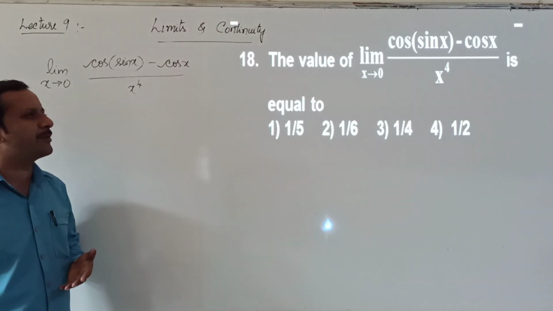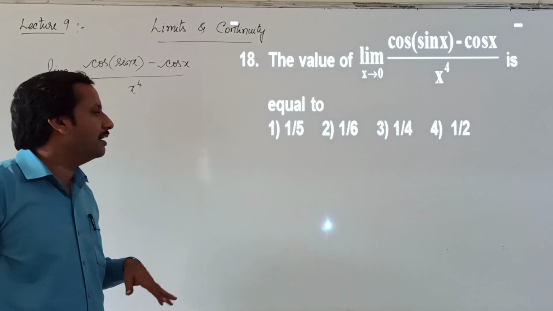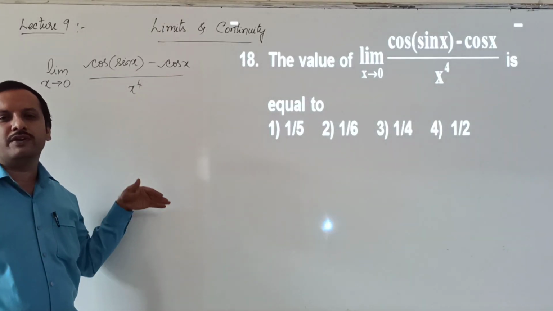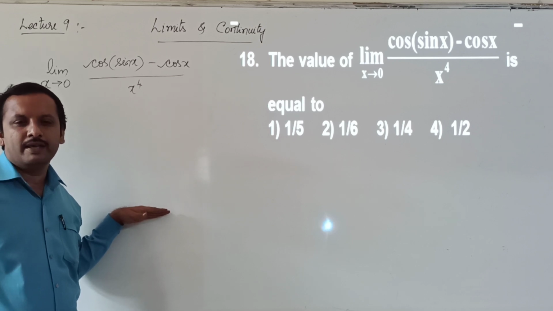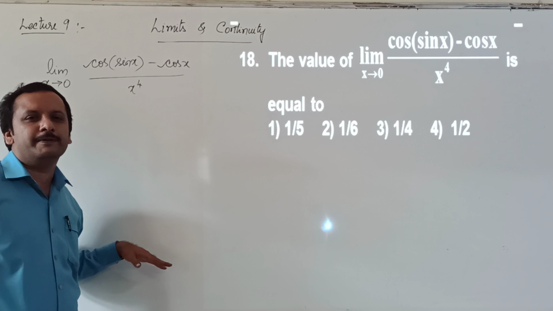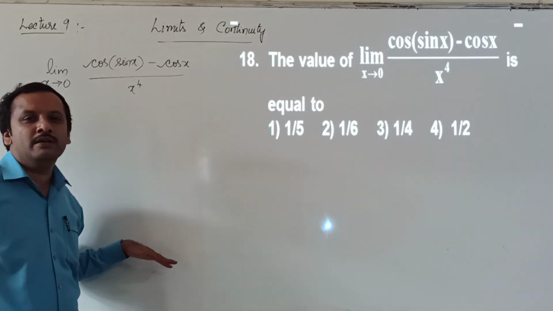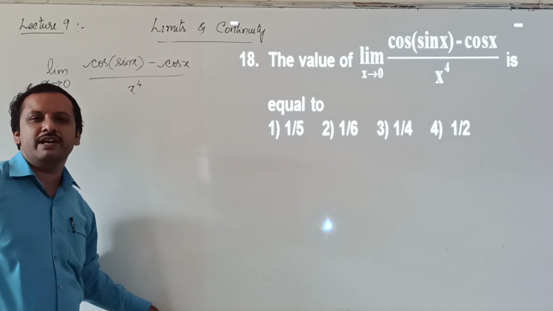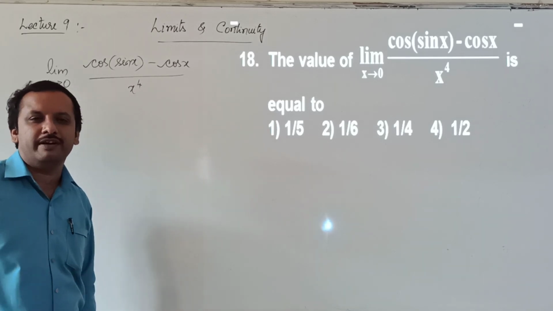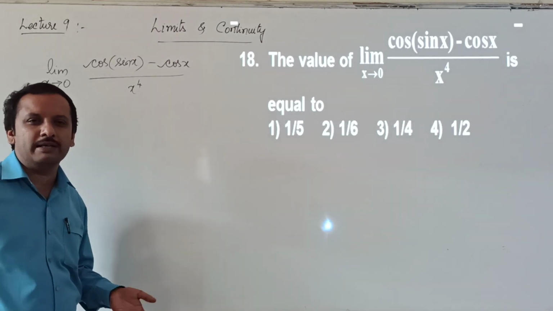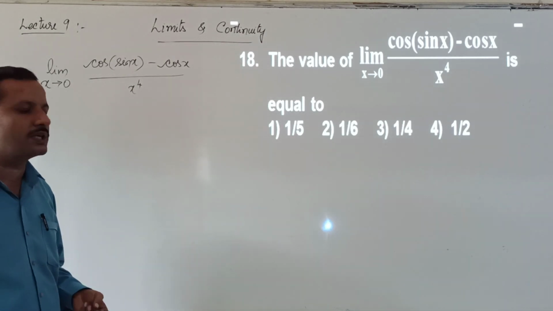However, in this particular problem, it is not advisable. Why? Because now the denominator is x power 4. So once if you differentiate, you get 4x cube. There also you will get 0. Again, if you differentiate, the denominator 4x cube gives 12x square. There also 0. Again, you have to differentiate, 24x. Again, you have to differentiate, 24. So you may have to use L'Hospital's rule 4 times. You may have to differentiate it 4 times.